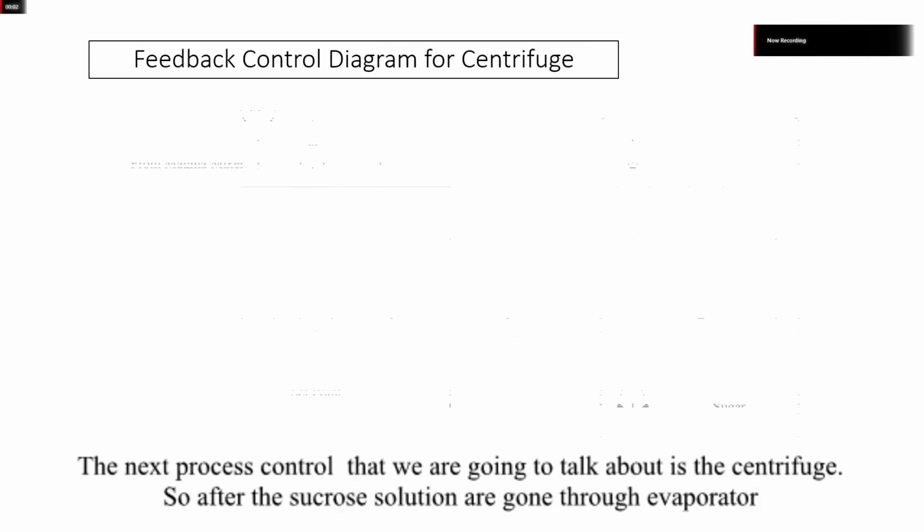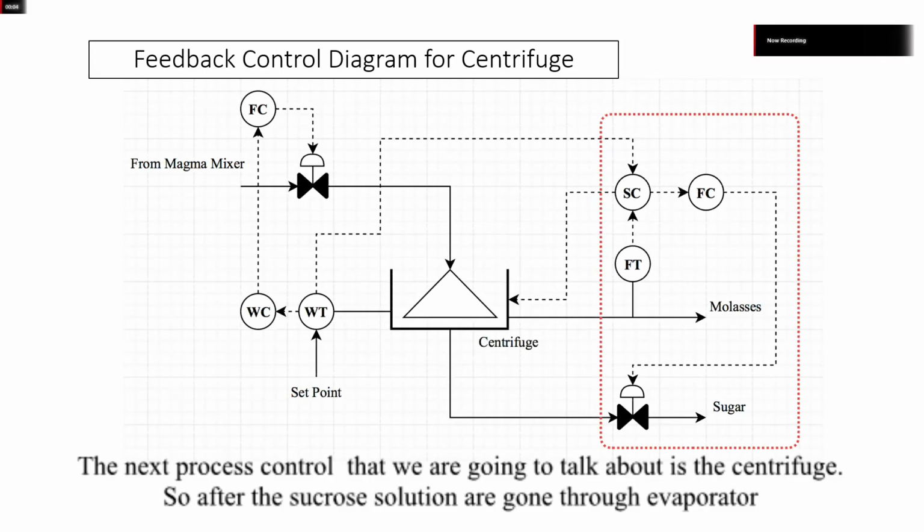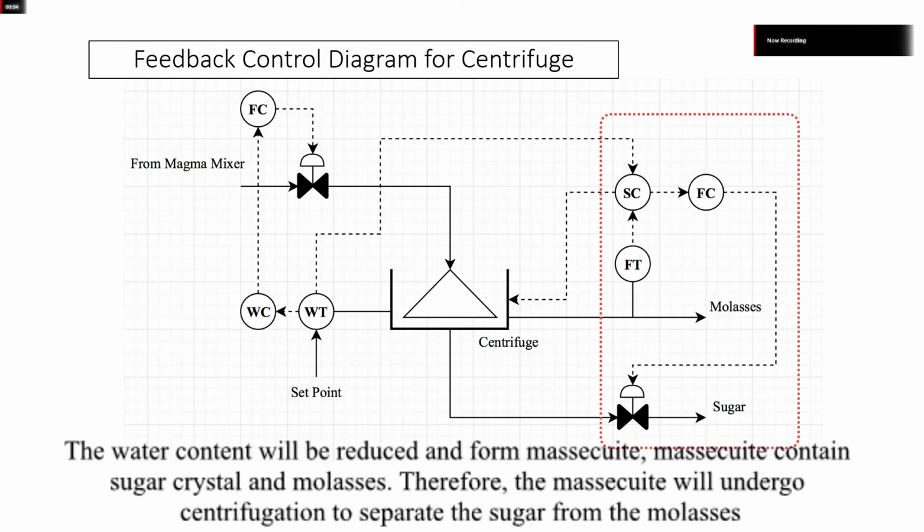The next process control that we are going to talk about is the centrifuge. So, after the sucrose solution has gone through the evaporator, the water content will be reduced and form massecuite. Massecuite contains sugar crystals and molasses. Therefore, the massecuite will undergo centrifugation to separate the sugar from the molasses.